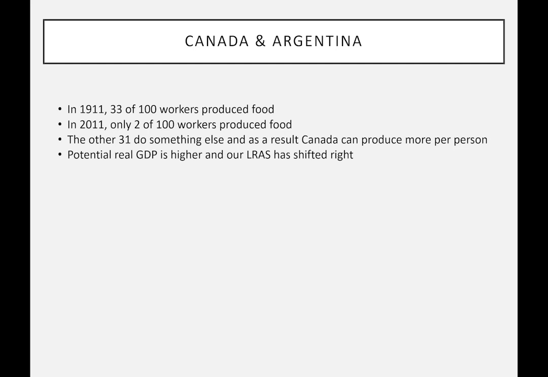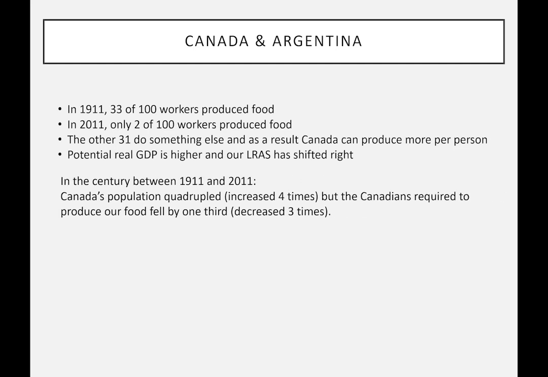Now, why did this happen? Well, an increase in labor productivity, largely maybe transportation and maybe refrigeration. The effect, though, is that 31 people can do something else. As a result, those 31 people can do other things, which means that GDP per capita in Canada is higher than it otherwise would have been, and our long-run aggregate supply potential GDP has shifted to the right. Another way to view it is to say that in that 100-year period, Canada's population increased about 4 times, but the number of Canadians required to produce food fell by a third.